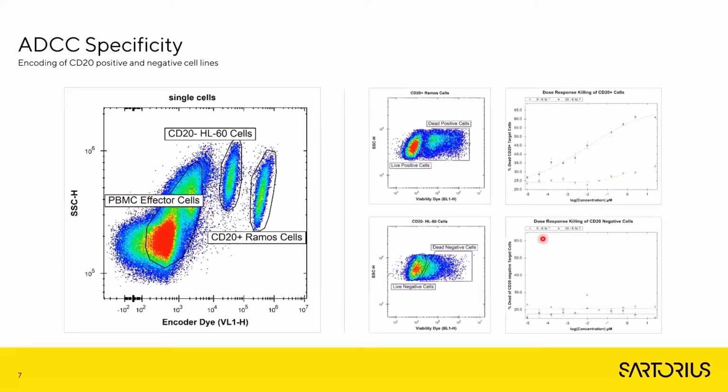And in this example here, we're looking at an antibody-mediated cell killing assay, and that is, of course, entirely amenable to a live cell imaging approach as well. Here, we're looking at CD20 Ramos positive cells versus CD20 negative HL60 cells. We have our PBMCs, and from here we can assess the dead cells versus the live cells, and we can also look at dose response curves as well.